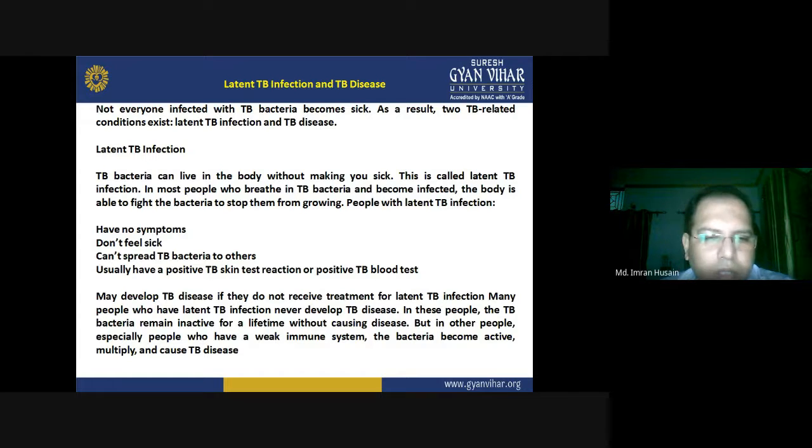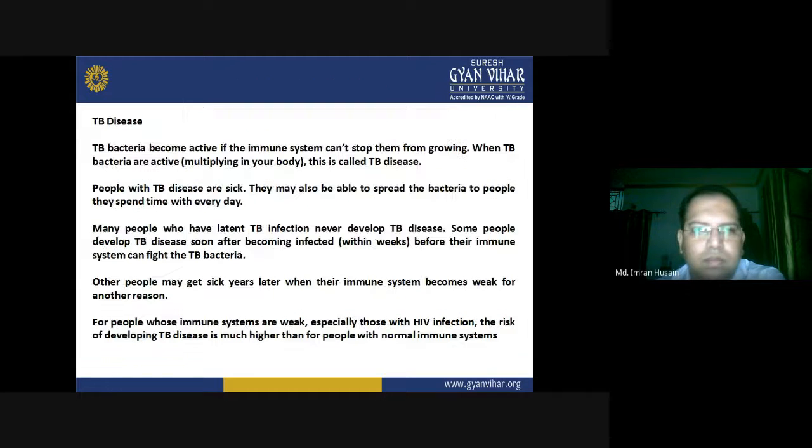But in other people, especially people who have a weak immune system, the bacteria become active and multiply, causing TB disease. TB disease becomes active if the immune system cannot stop them from growing. When TB bacteria are active, multiplying in your body, this is called TB disease. People with TB disease are sick. They may also be able to spread the bacteria to people they spend time with every day.